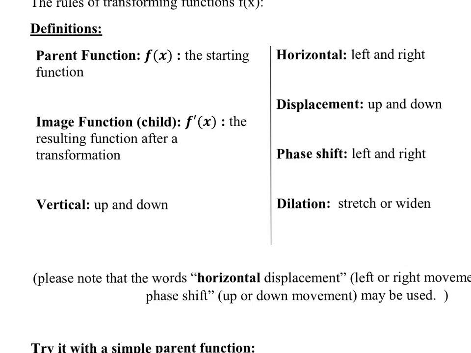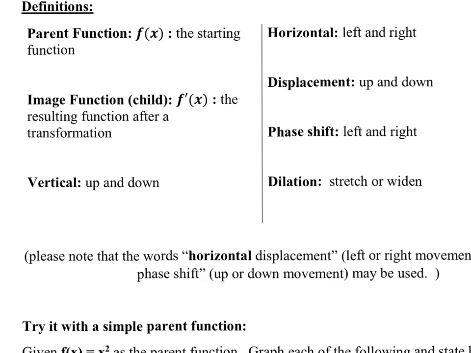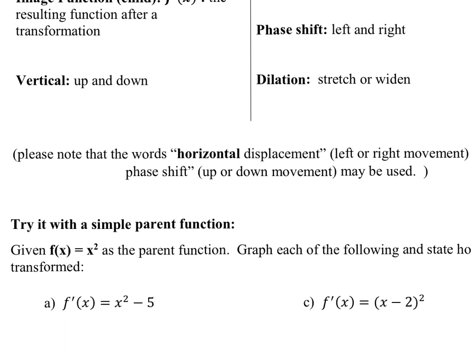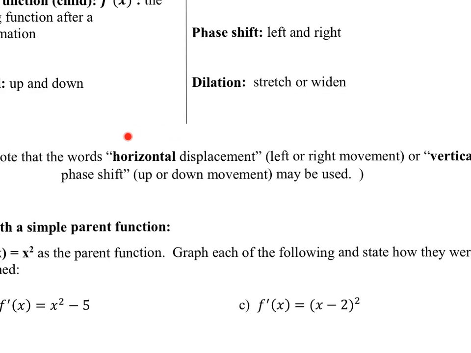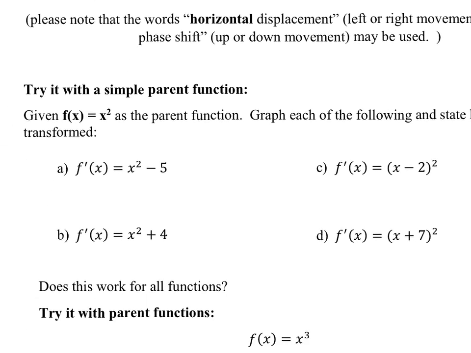So just remember the words vertical and horizontal, what they mean. If displacement is used by itself without an adjective, it means up or down. Phase shift, left and right. And dilation is to stretch or widen the graph. Okay, so there is a note here, horizontal displacement and vertical phase shift. Just make sure you use the word horizontal or vertical first. That's the primary word that you're looking at.